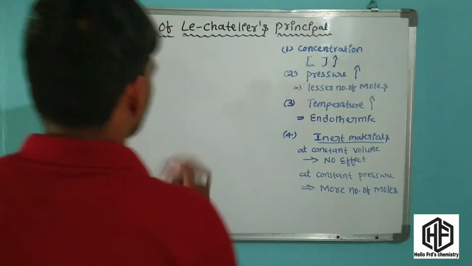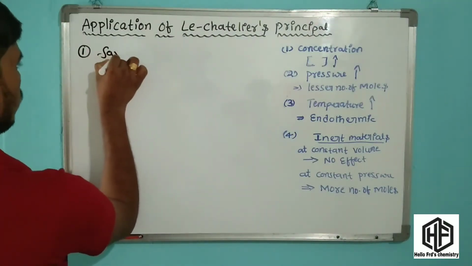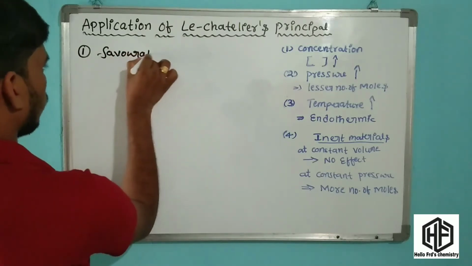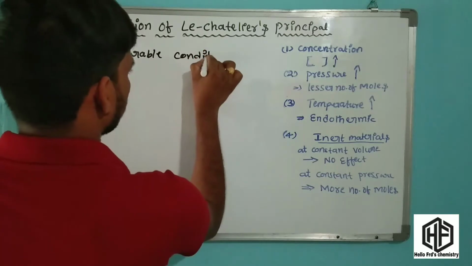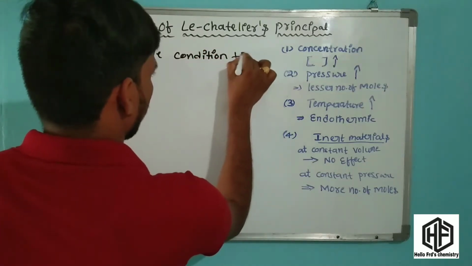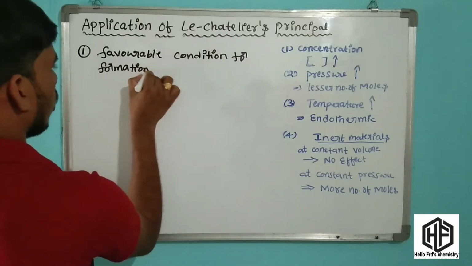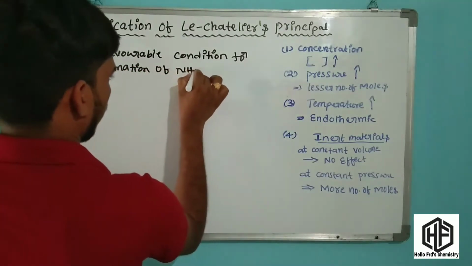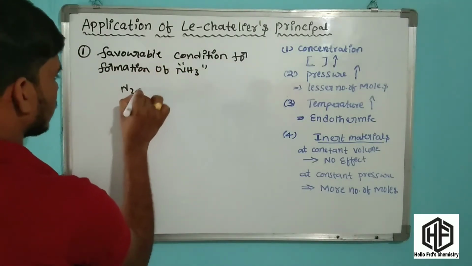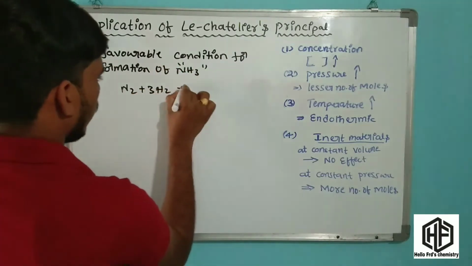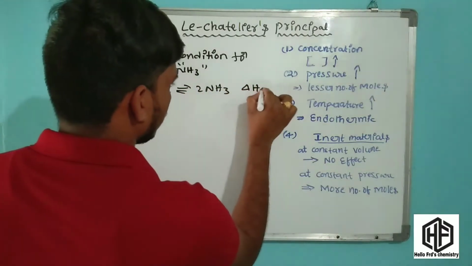Okay, friends. First question is the favorable condition for formation of NH3. The reaction is N2 plus 3H2 gives 2 moles of NH3. Delta H is negative.